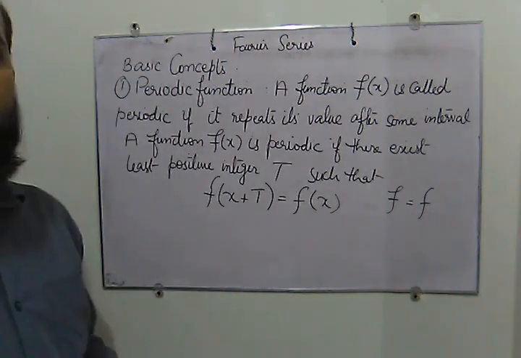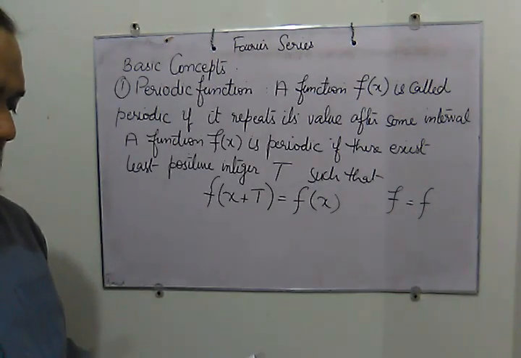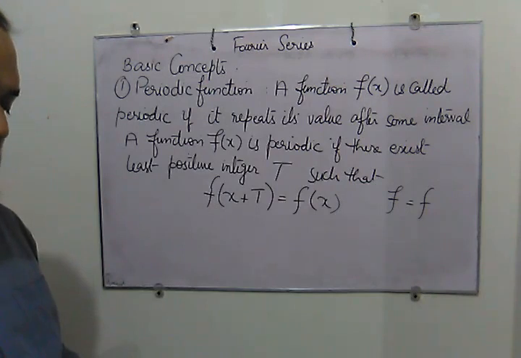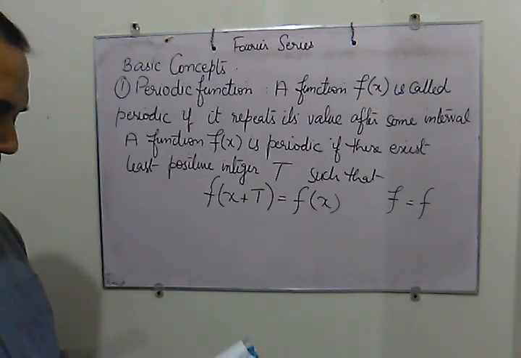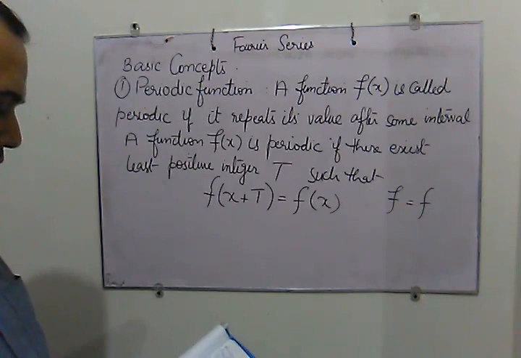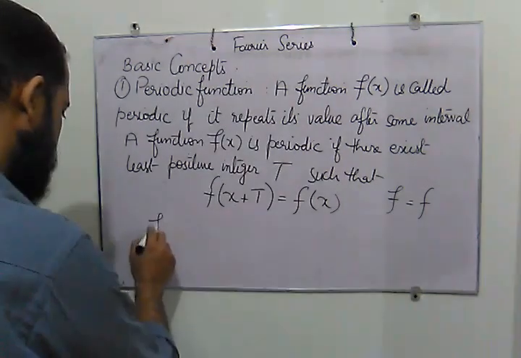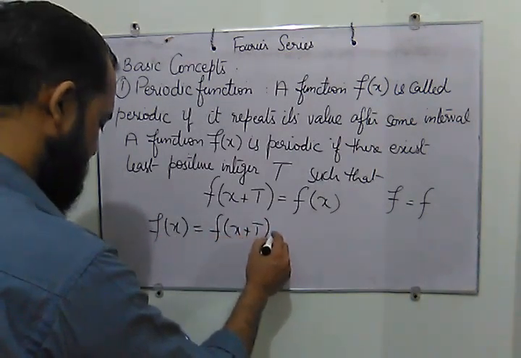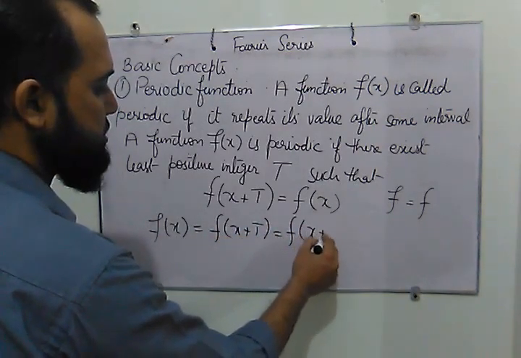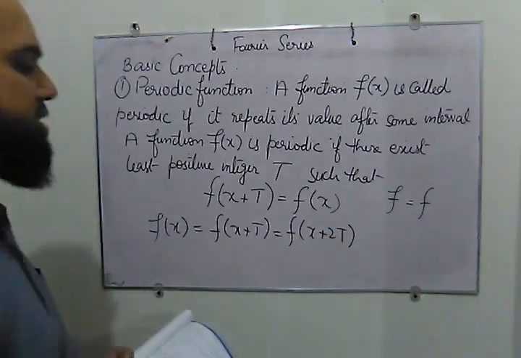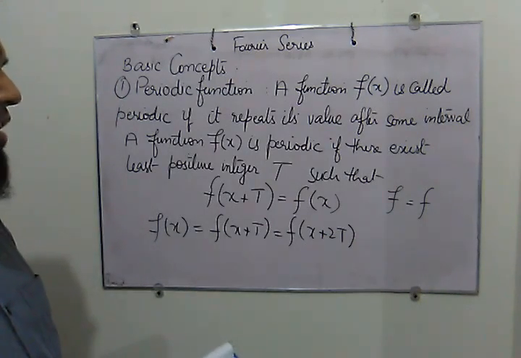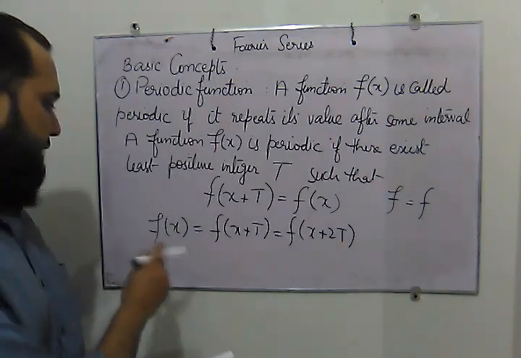So we define a periodic function as a function if there exists a least positive integer t such that f of x plus t is equal to f of x, which means that f of x is equal to f of x plus t is equal to f of x plus 2t. So since the t is repeating and increasing, but after some integer value of t, the function is same as f of x.